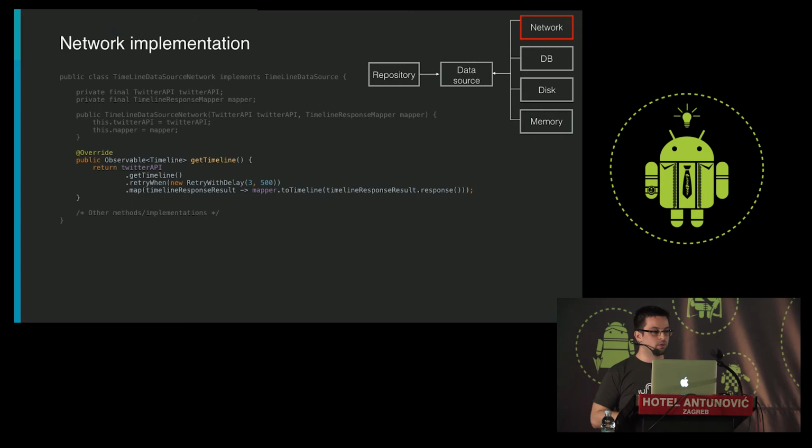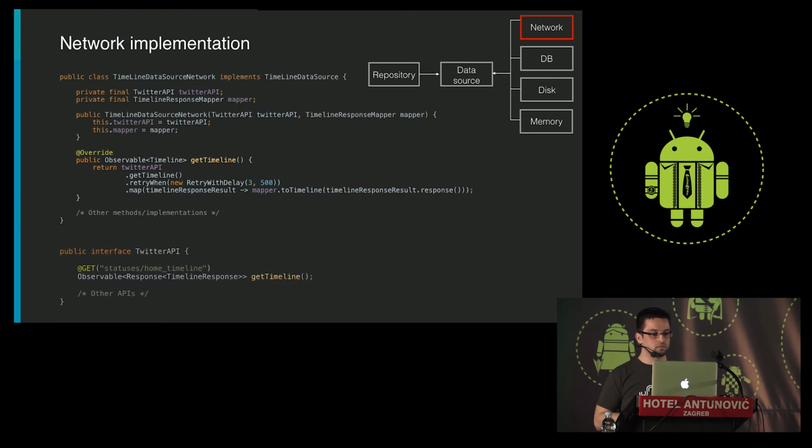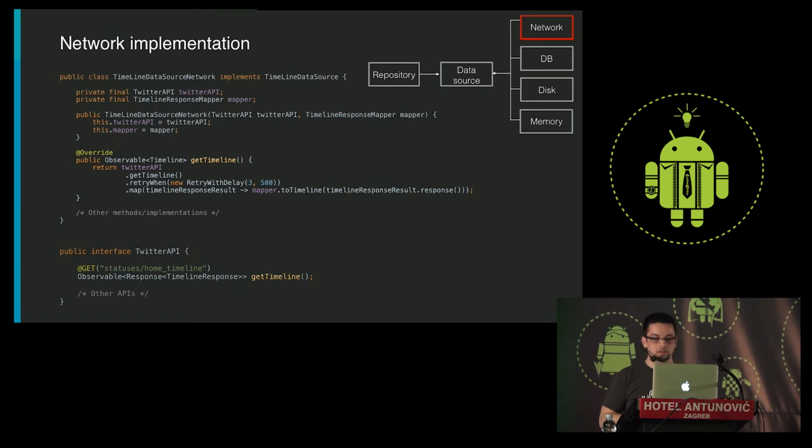And once we have the result, we can map it by using this mapper class into a timeline and return that. And this is that magic Twitter API. I believe that most of you know what it is. It's an interface for a Retrofit library by Square.